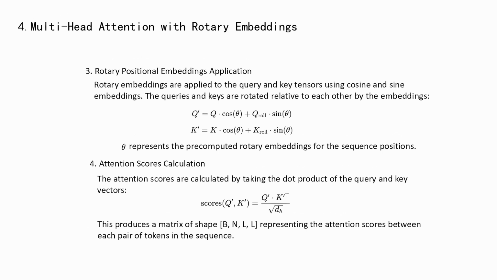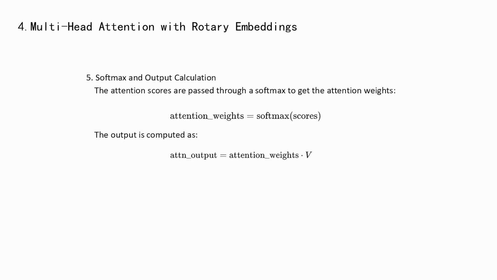4. Attention scores calculation. The attention scores are calculated by taking the dot product of the query and key vectors. This produces a matrix of shape B, N, L, L, representing the attention scores between each pair of tokens in the sequence. 5. Softmax and output calculation. The attention scores are passed through a softmax to get the attention weights. Finally, the output is computed as follows. The resulting tensor is then reshaped back to the original hidden size H and passed through the output projection.